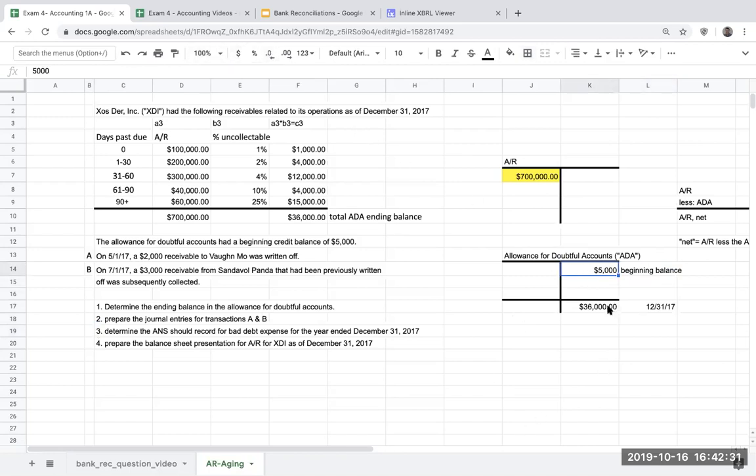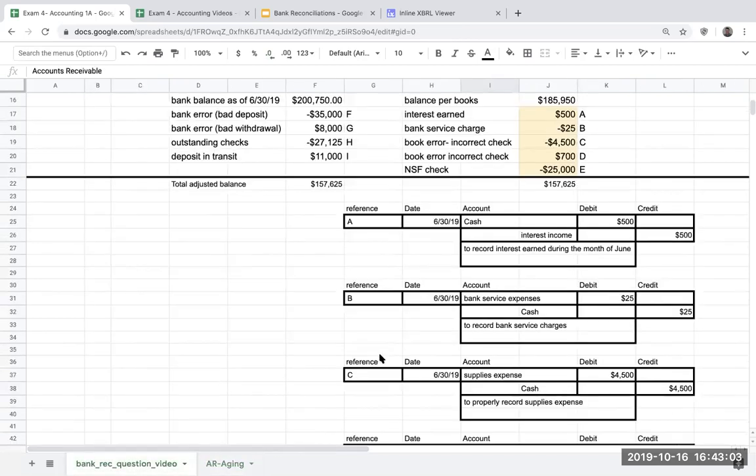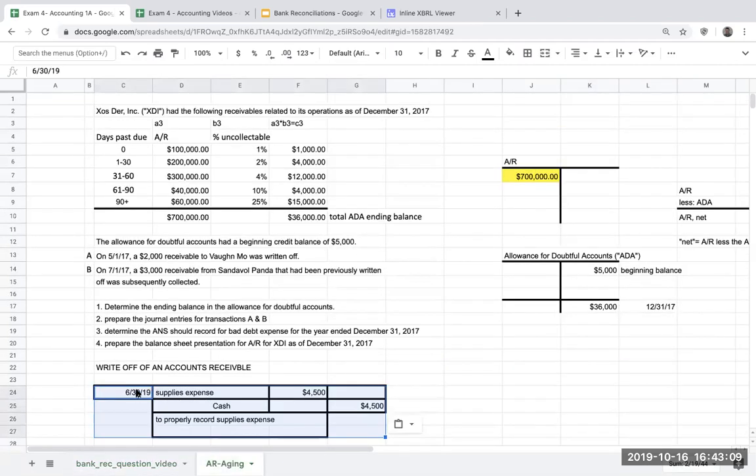Good. Let's go through it over here, and we're going to prepare the journal entries. When we do the journal entries, there are really three things you're going to be responsible for. The first one is going to be the write-off of an accounts receivable. So when I'm writing off an account receivable, what I need to do is go ahead.